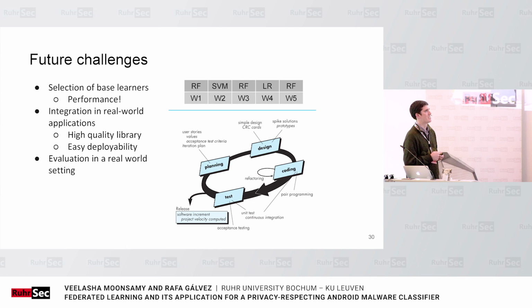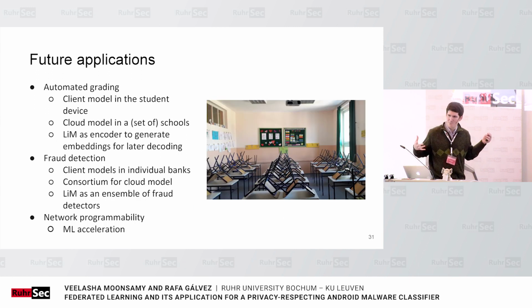Possible applications. I'm personally very interested in automated grading. I have 2 kids, and I want my kids to benefit from our research. So imagine we have a client model in the student devices, cloud model in the school, or in a set of schools. And we can use LIM as an encoder to generate embeddings, for later ChatGPT-style stuff, to decode later a grade and a justification for that grade.